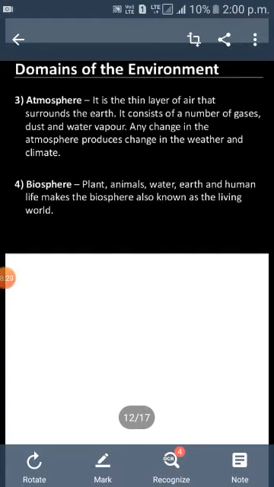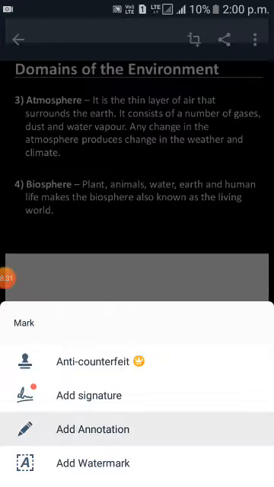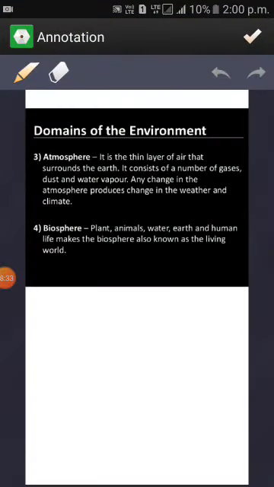Here one thing you should note is that any change in the atmosphere produces change in the weather and climate. Next is the biosphere. It includes the plants and animals, or we can say the living things which depend upon the other three domains, that is air, water and land.